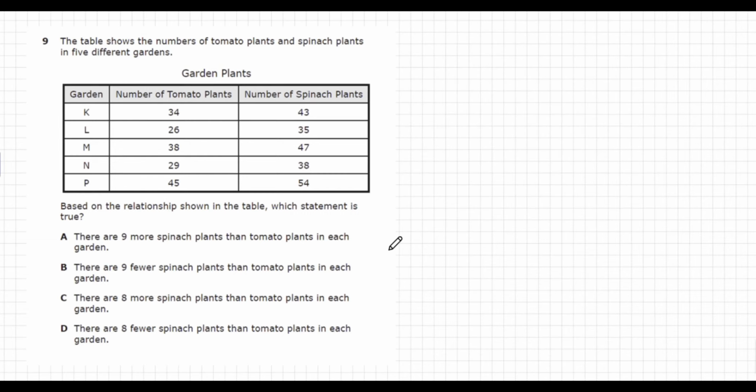The table shows the numbers of tomato plants and spinach plants in 5 different gardens. 34 plus 9 is 43. This pattern applies to the other rows as well. Hence, A is the correct answer.